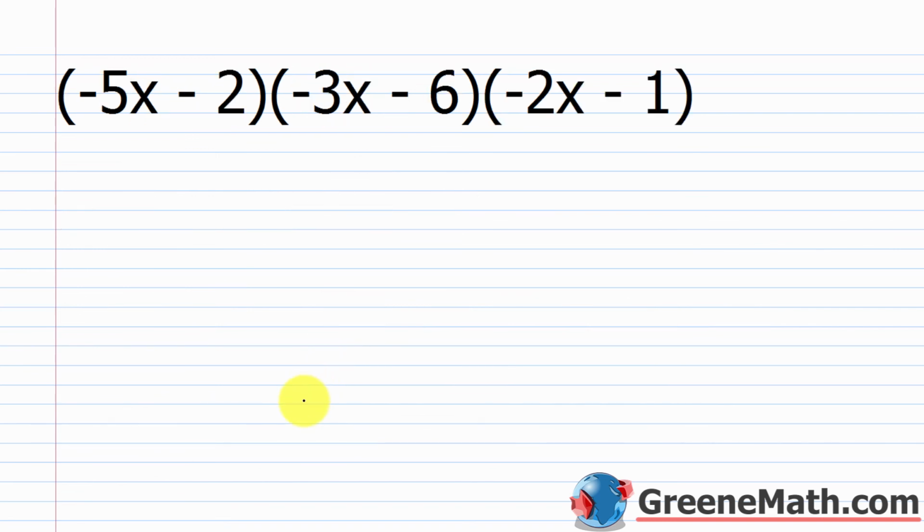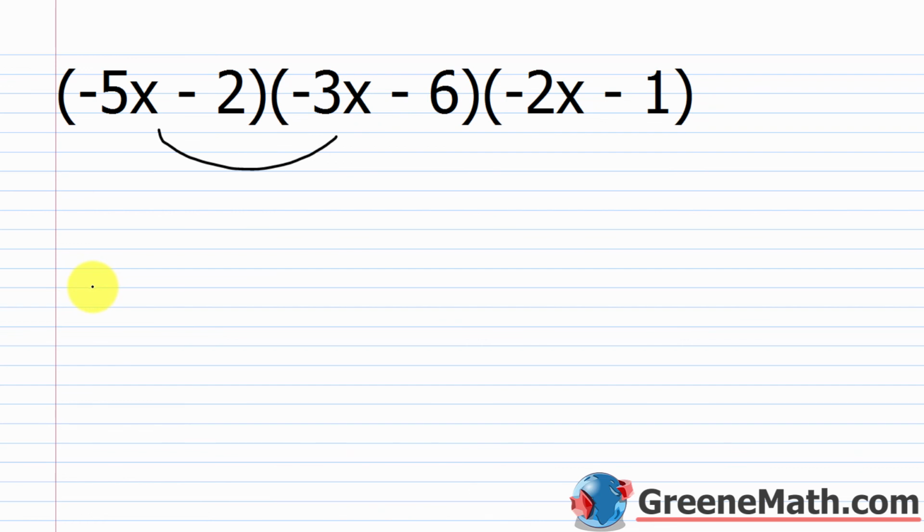All right, for the last problem, we have something that's going to be a little tedious. We have negative 5x minus 2 times negative 3x minus 6 times negative 2x minus 1. Again, if you're multiplying, the order isn't important. I can go left to right, or multiply these two together first. What I like to do is multiply these two together first, get a product, and then take that and multiply it by this. So I'm going to start by finding the product of these two.